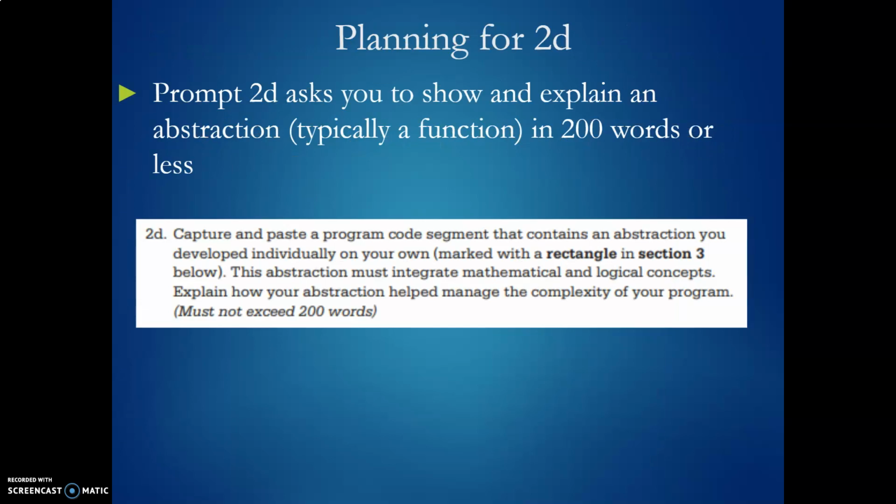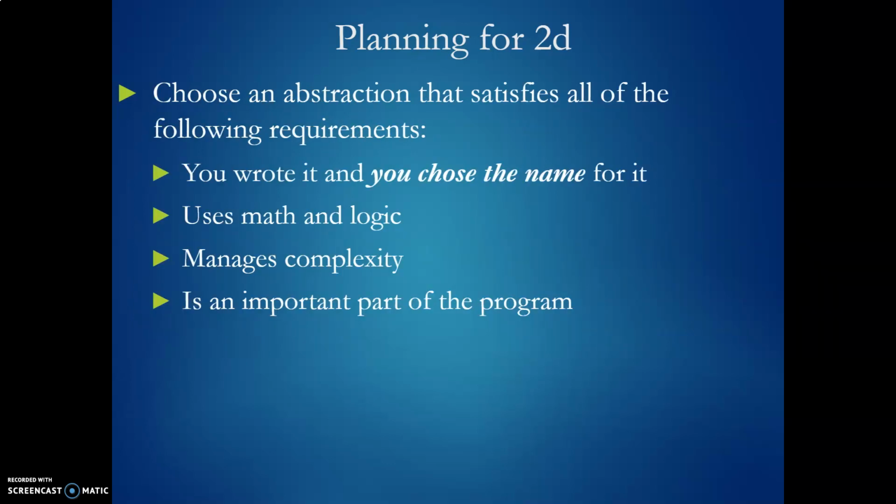Now for 2D, I have to show and explain an abstraction. To get full credit for this, I have to choose an abstraction that I wrote. A good rule of thumb is that means I chose the name. If you're using an abstraction where the name had already been picked for you, that means it's a built-in abstraction. So an abstraction is typically going to be a function. So, ellipse is not going to be an abstraction that you wrote, right? You didn't choose the name ellipse, but face, that's an abstraction I wrote because I chose the name face.